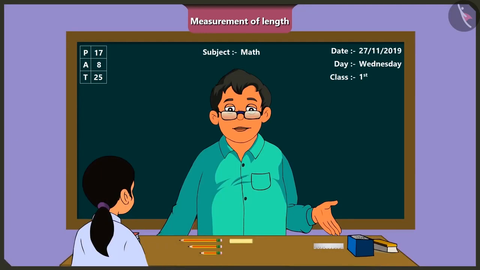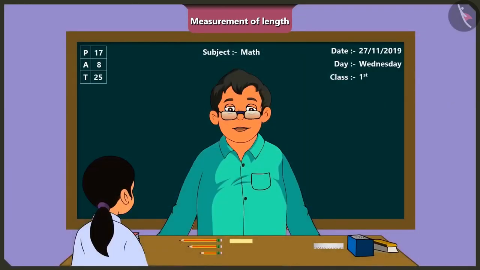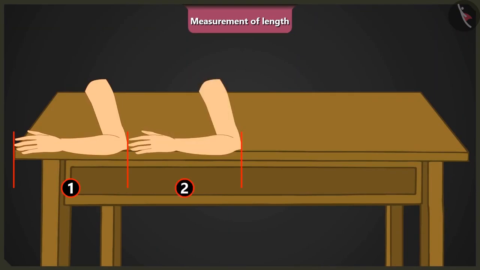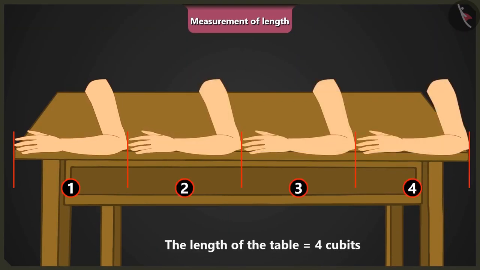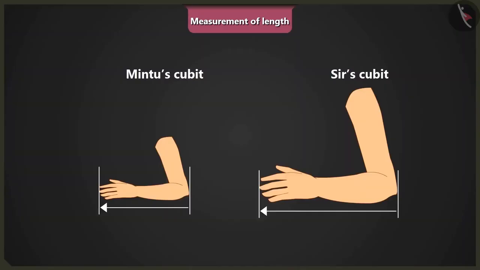Now look at the length of this table. It is equal to 3 cubits of my arm. Mintu, now you tell me, how long is this table when you measure it with your arm? The length of this table is 1, 2, 3 and 4 cubits of my arm. That's right. Can you tell me why this happened? Yes, sir. Because the length of my arm is shorter than the length of your arm.